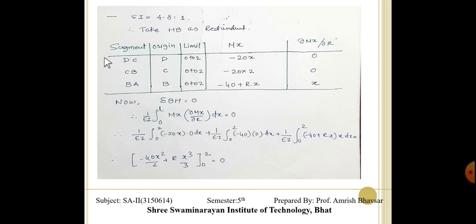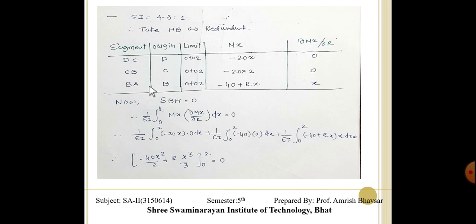Now M_x, for the first case, DC, from D to C we assume x, so it is minus 20 into x. C to B, it is minus 20 into 4, as we know, and B to A, minus 40 plus R into x. It is a redundant, that's why here we are going to take the redundant as R. Now del M_x upon del R is 0 because there is no R over here, here also 0, no R over here, and here that is x.